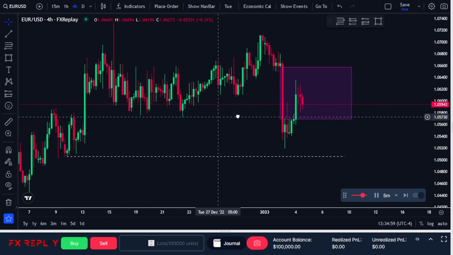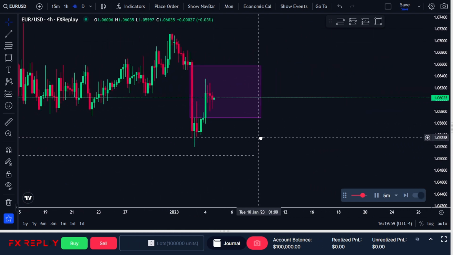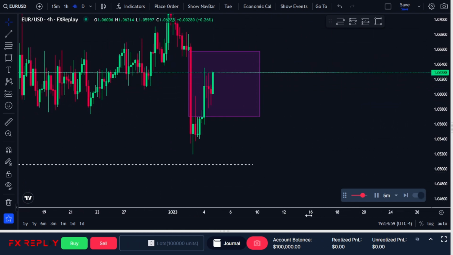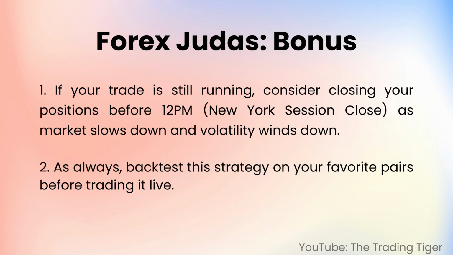As a bonus for sticking around, I have a quick tip to make trading this model even simpler and increase accuracy. If your trade is still open after the London to New York session, consider closing your positions before 12 p.m. By this time, the market usually slows down as the volatility winds down. Before trading live, remember to backtest the strategy for yourself.